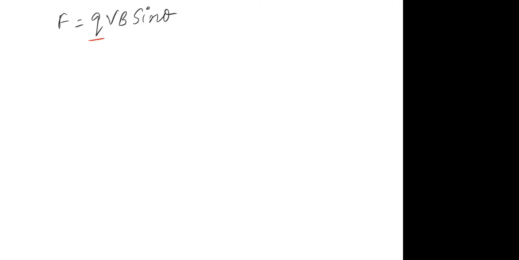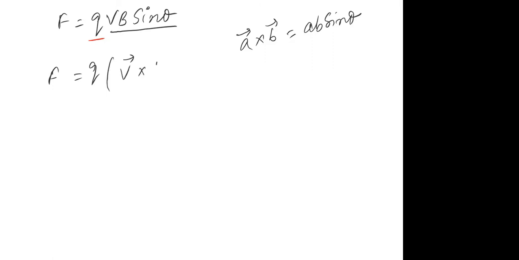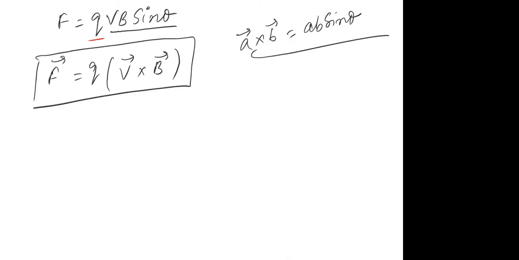If you can recollect from class 11, you have already studied A cross B. If I take the cross product of two vectors, it will be equal to AB sine theta. Do you remember that? So I can write this quantity also as, try to understand. Q is a scalar quantity, so I am not concerned with this q. VB sine theta. Here V is also a vector, B is also a vector. And the product of V and B is VB sine theta. Means, can I write it as V cross B? According to this formula, can I write this as V cross B? This is the vector form, means the cross product of velocity and magnetic field when multiplied with the charge, you will get the force.